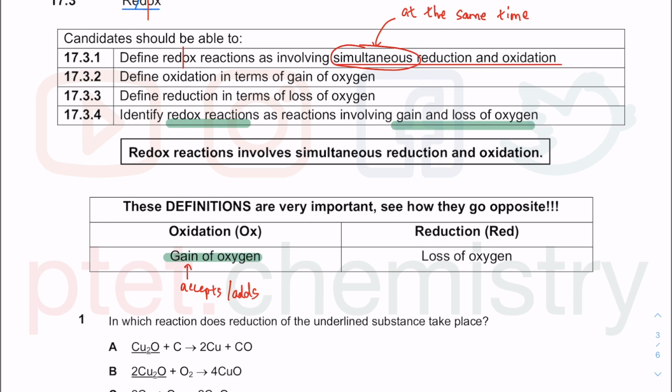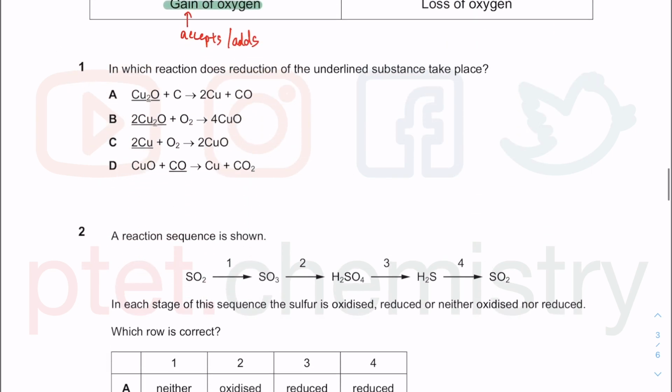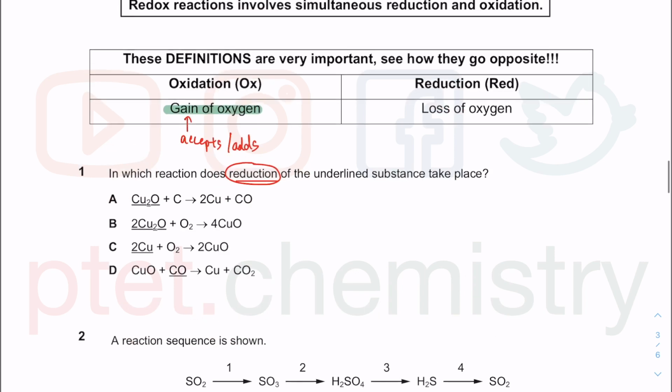I think it's better if we actually go through a couple of examples to familiarize ourselves with what kind of concepts you'll be expected to master at this level. Now we are looking at this question: in which reaction does reduction occur? We are looking at reduction. If you think back on your syllabus, reduction involves loss of oxygen. So we're looking at losing oxygen. There's also something else. It said the underlined substance.